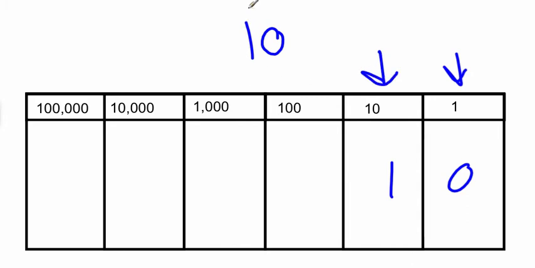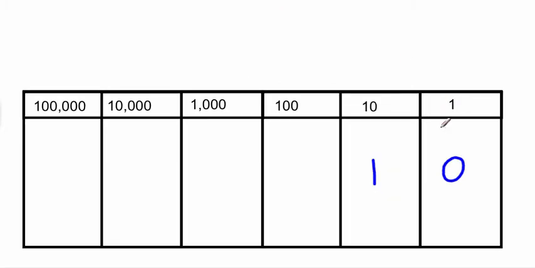When we begin counting, we have 1, 2, 3, 4, 5, 6, 7, 8, 9, and then what comes after 9? 10. So you can see what I did here. The number 10 has nothing in the ones place, but it has a 1 in the tens place. So this 1 is actually in the tens place, while this 0 is in the ones place.